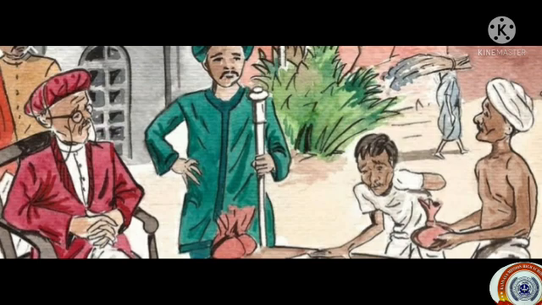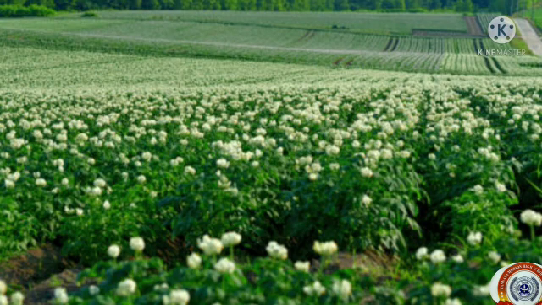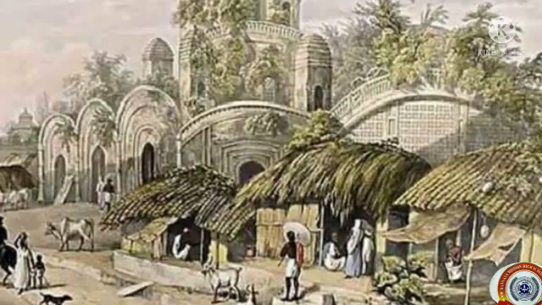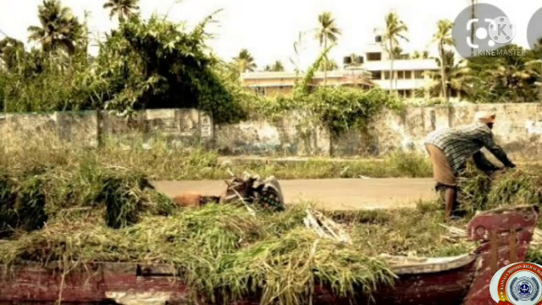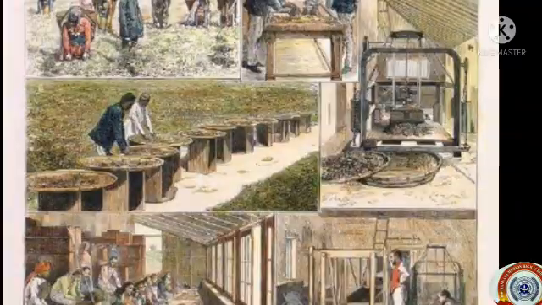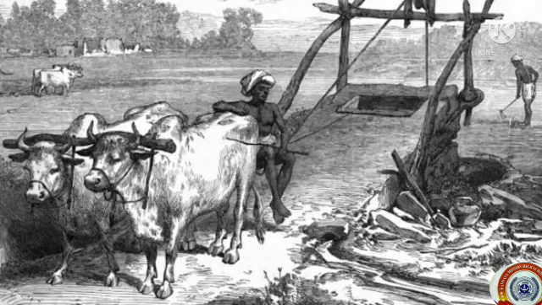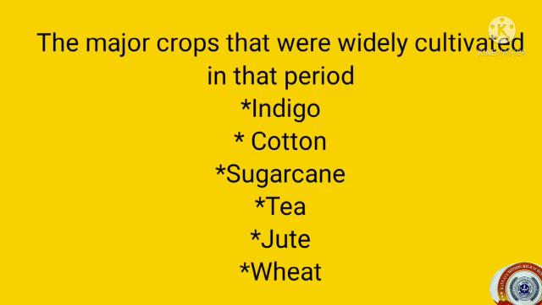We have seen that farmers had to pay high rate of tax in the form of cash before the deadline. To meet this, they cultivated the crops that had higher market price. The products that had demand in the European markets were given higher price. Thus, the Indian lands became the cultivating field of Europe. The major crops that were widely cultivated in that period are indigo, cotton, sugarcane, tea, jute, and wheat.